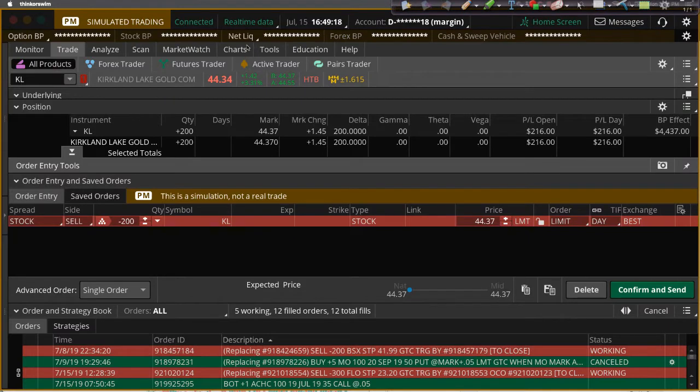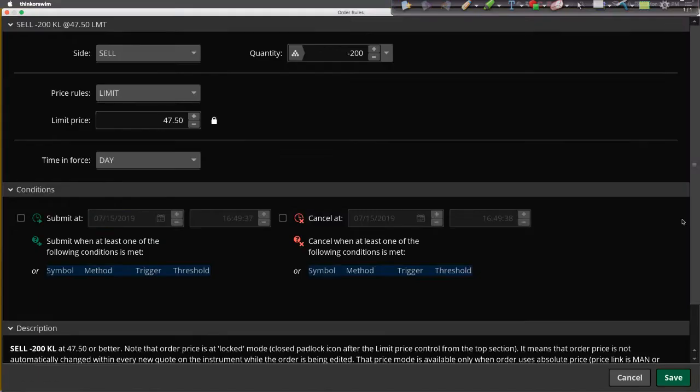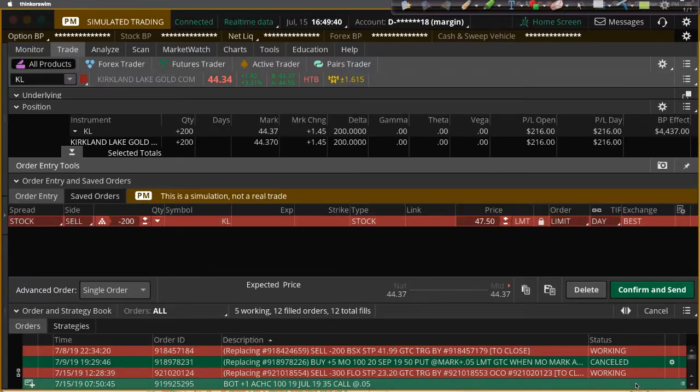Now, if I use a sell limit order and I set it up there at 47.50, that order is not going to fill unless the price trades at or above 47.50. That's what the limit order means, at or above. Another way to set up that order would be to use a contingency. So I can click on that little cogwheel. Let me show you how to do that again.